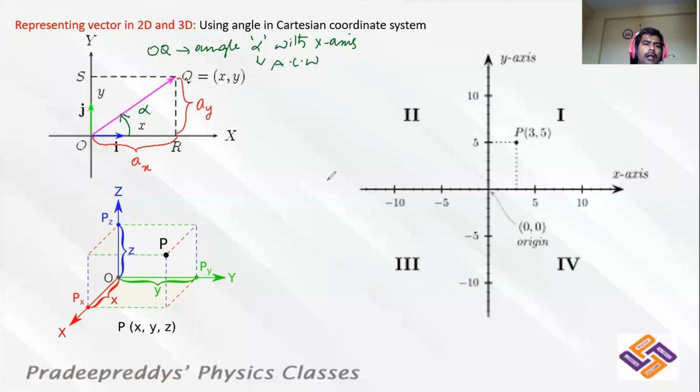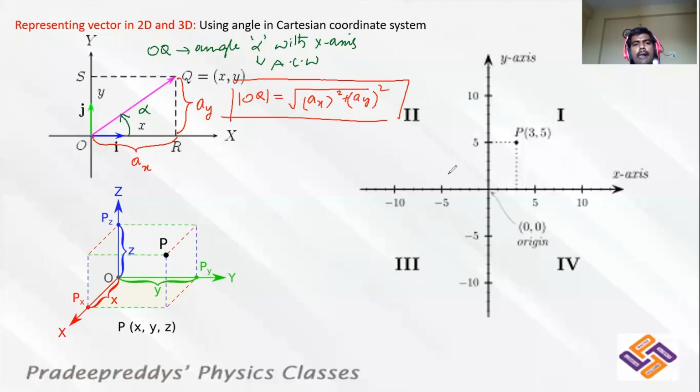Now OQ is projecting length along the x-axis as well as the y-axis. I will write the OQ magnitude. You can use Pythagoras theorem and represent that as under root AX whole square plus AY whole square. This gives you the magnitude of OQ, right?